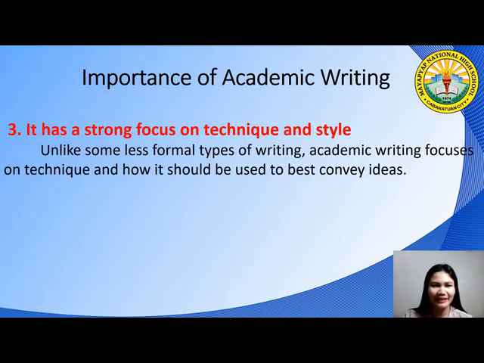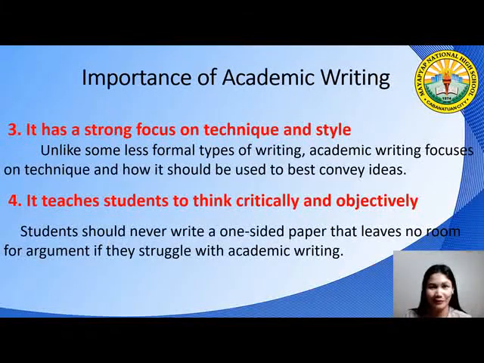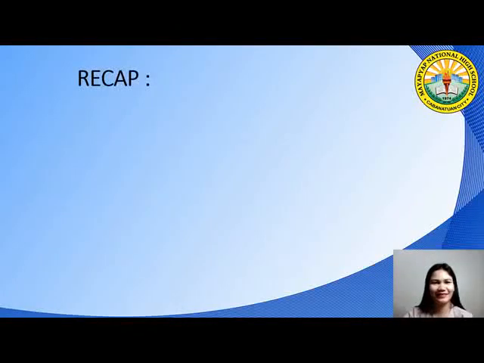Number 3, it has a strong focus on technique and style. Unlike some less formal types of writing, academic writing focuses on technique and how it should be used to best convey ideas. Fourth, it teaches students to think critically and objectively. Students should never write a one-sided paper that leaves no room for argument if they struggle with academic writing. My Lineans, that's all about academic writing.